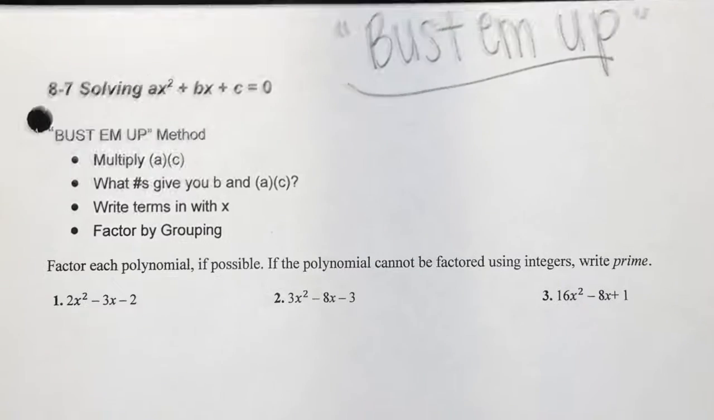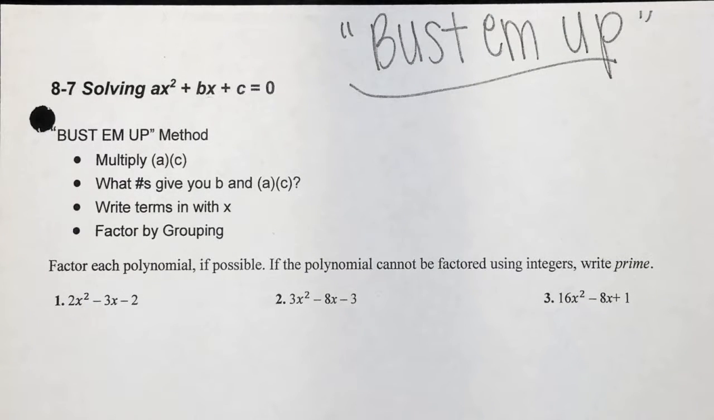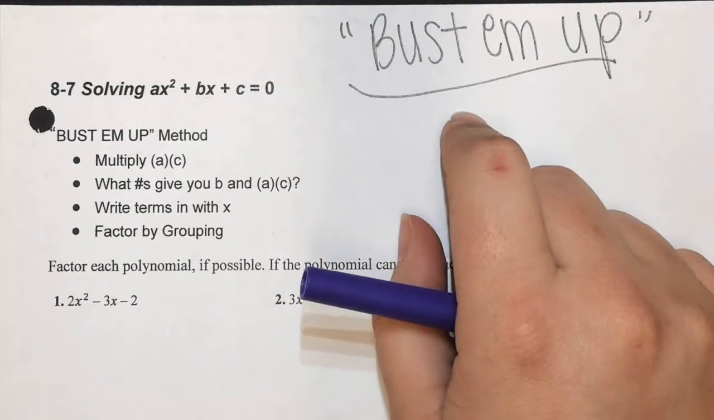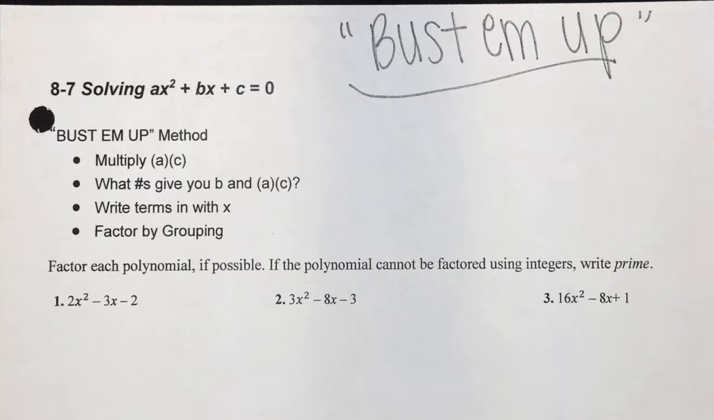Learning the fourth and final way to factor. This way is called bust them up. What we're doing is we're busting a term so hard that it splits into two pieces.